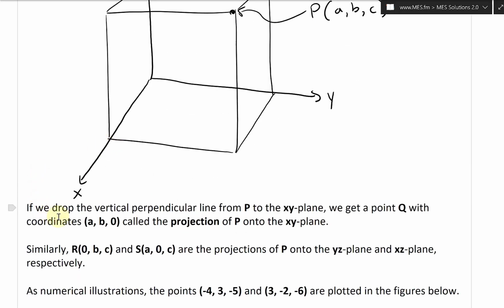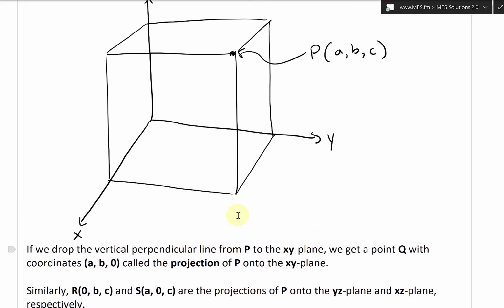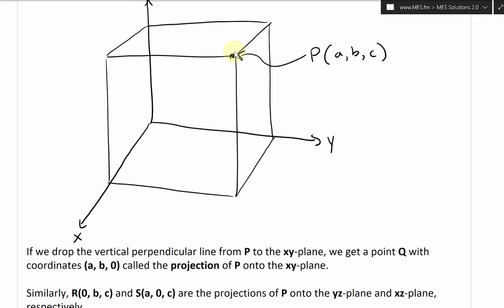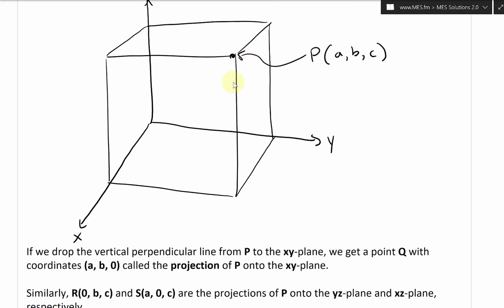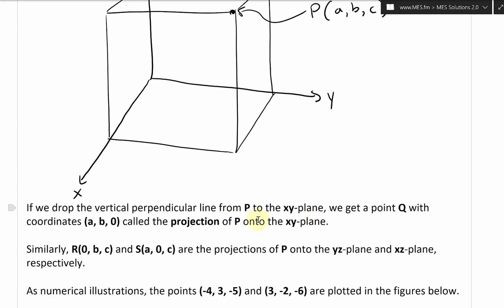All right, continuing further. If we drop the vertical perpendicular line from P to the XY plane, so if we drop this line, in other words, our vertical distance C becomes 0. We get a point Q with coordinates A, B, and 0 called the projection of P onto the XY plane. So that's this point right here. This is our point Q, like that. And we'll call this A, B, and then the vertical distance is 0, like that.